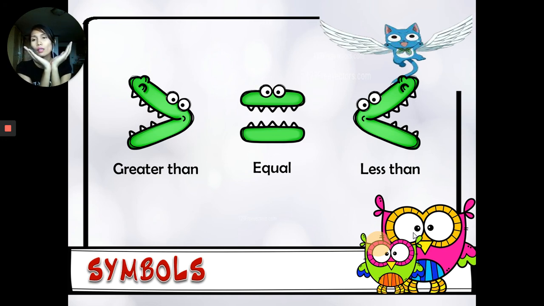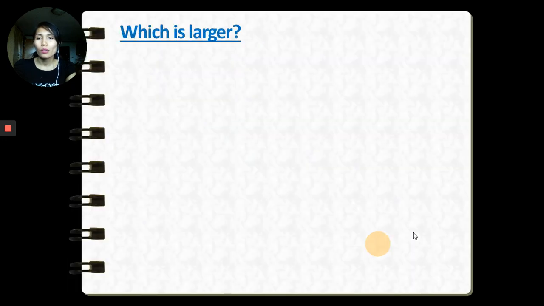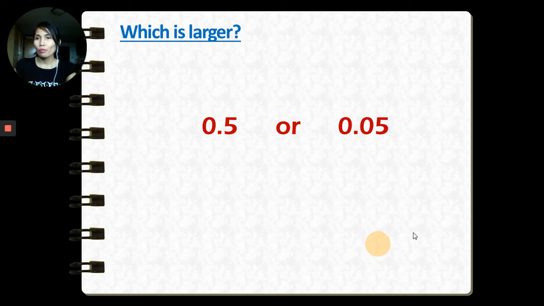So if the greater number is on the left side, then the symbol that we will use is the greater than. But if the greater number is on the right side, then the symbol that we use is the less than. But if both numbers are the same, then equal. Okay, we don't need to discuss this further because I guess you know this already. So let's proceed. Which is larger, 0.5 or 0.05? What do you think?